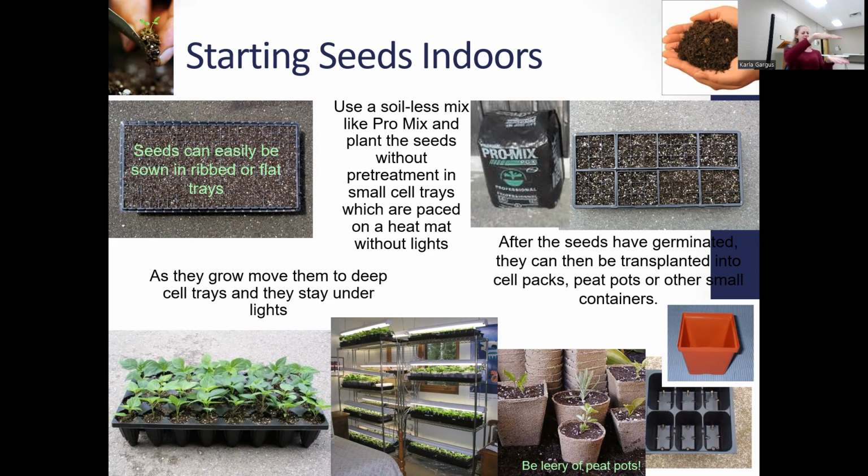So if you have a lighting system that you can just raise up and down and keep that light as close as possible, then you may have to pinch the tops a little bit and take out that apical meristem. Remember we talked about that? It causes more lateral growth and makes a squat, more sturdy plant. The stem will be more sturdy also. So there are different ways to manipulate your plants. Be leery of these peat pots because you are missing the transplant process.